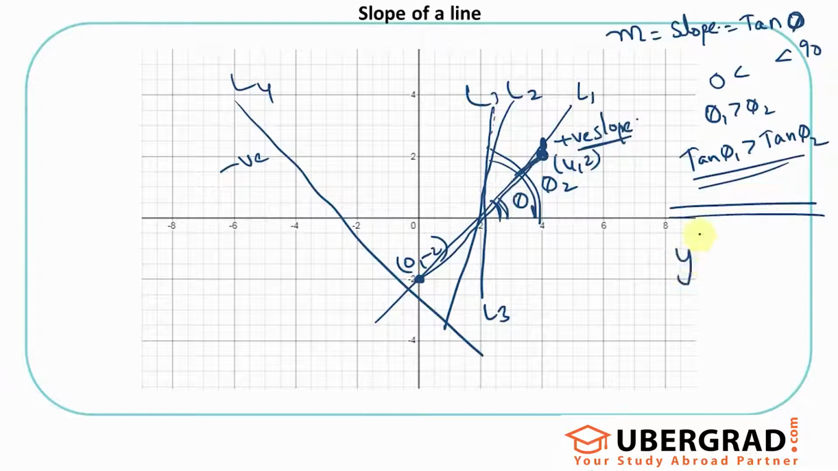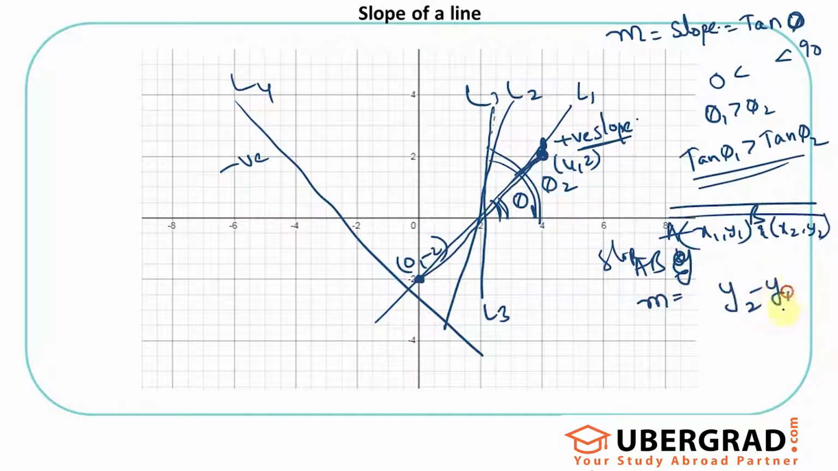So what is the formula if I know 2 points, x1 comma y1 and x2 comma y2? The slope of line AB is calculated by the formula y2 minus y1 by x2 minus x1. There's nothing wrong in taking either point as the second one, but maintain the consistency. I can't do y2 minus y1 and then x1 minus x2, that's wrong. If I take this as my x2 comma y2, obviously this is my x1 comma y1.